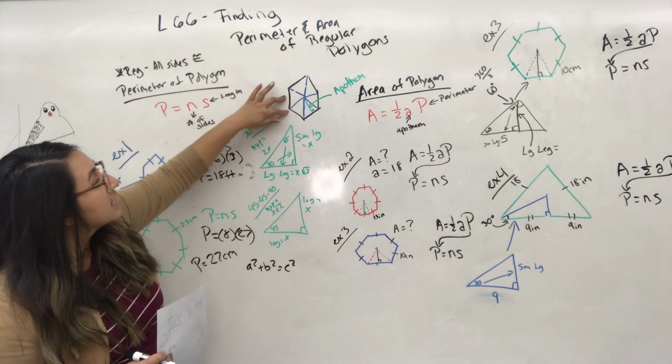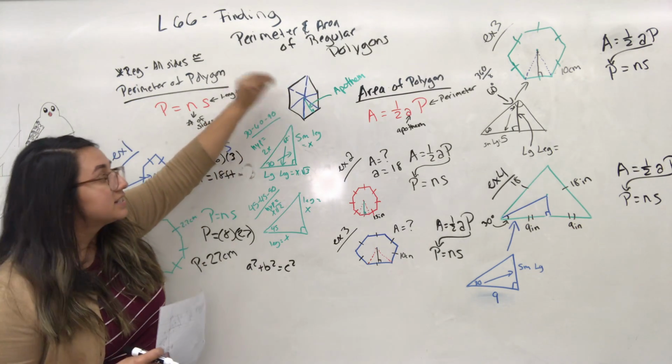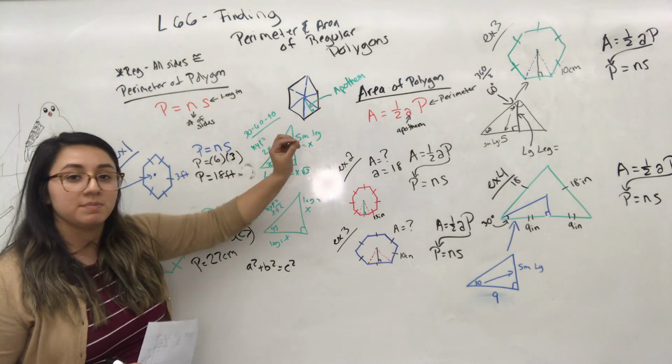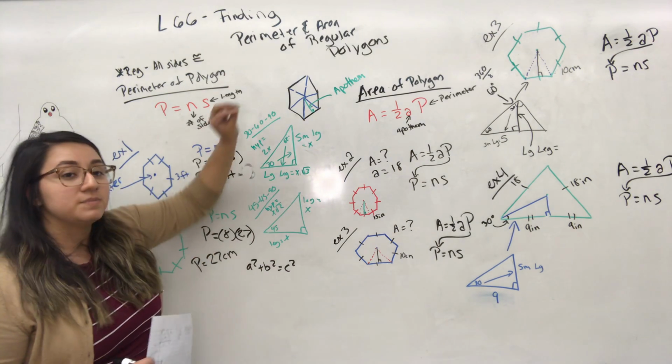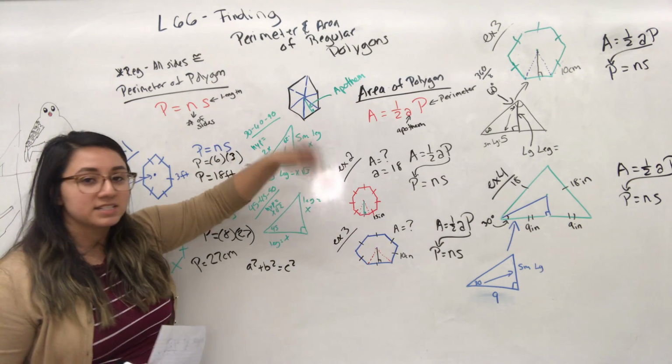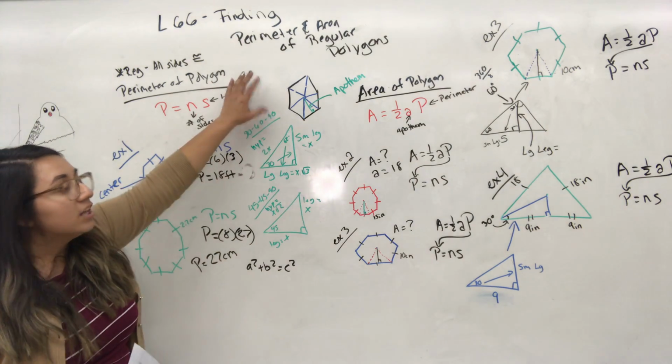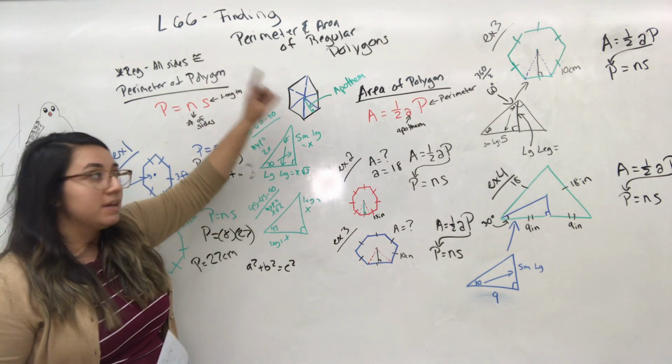So for example, this has 6 sides. There will be 6 equilateral or isosceles triangles inside that shape. Because it's regular, there's going to be triangles for all of these. So the hexagon, the octagon, the nonagon. All of them will have small triangles inside the shape.